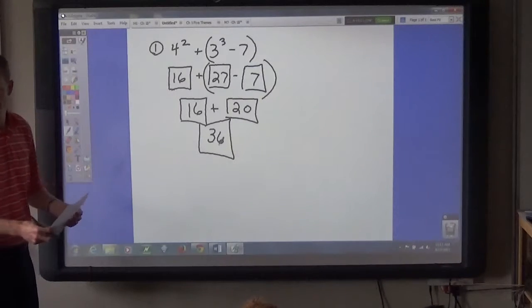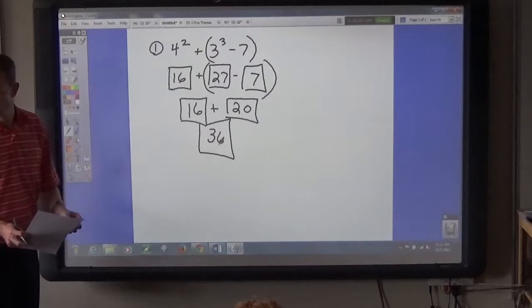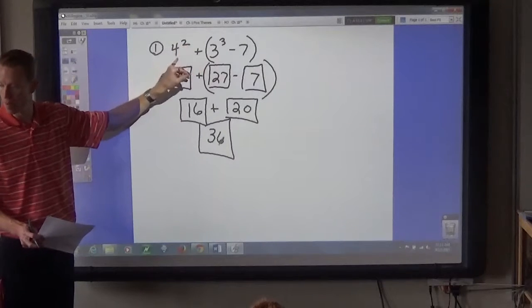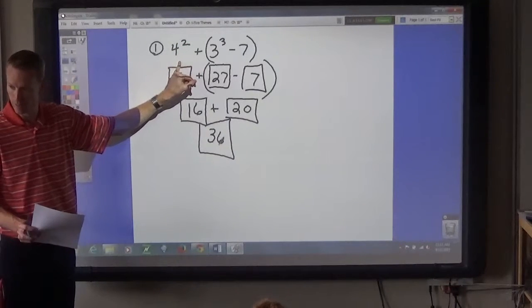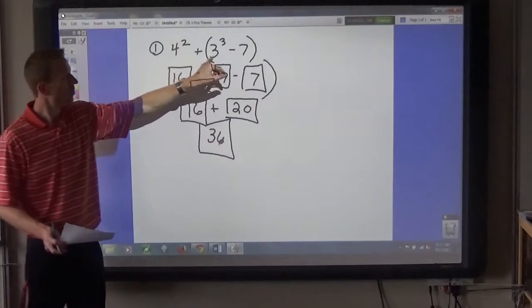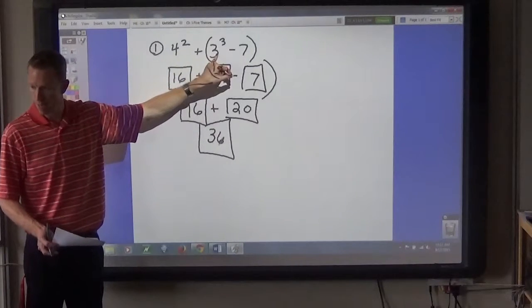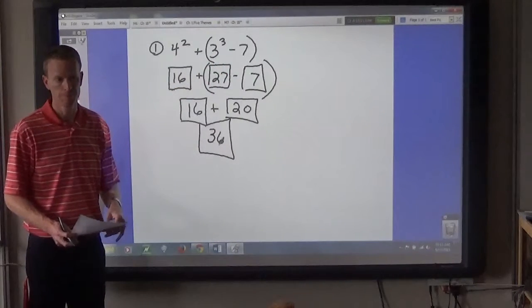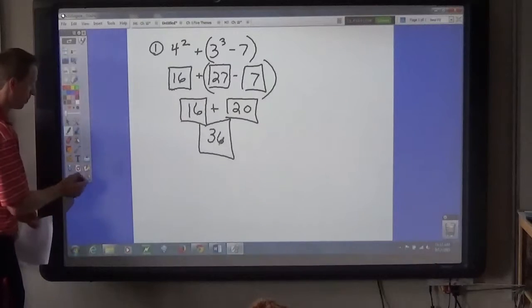Liz. Why is 4 to the 2nd power 16? Oh, but the exponent tells us how many times to multiply the base times itself. The big number times itself. See, 3 times 3 times 3 because it's the base. Okay.